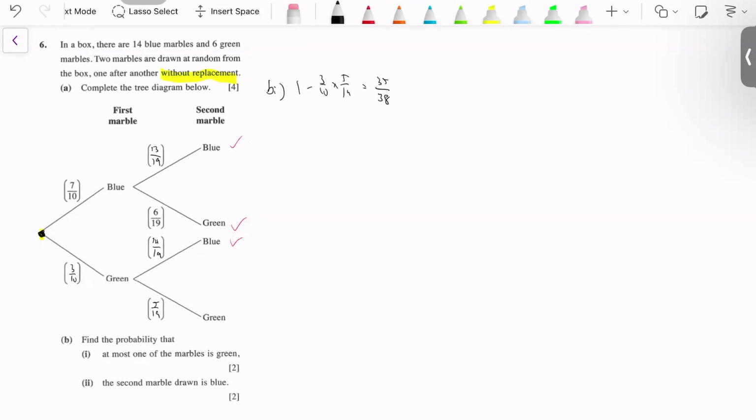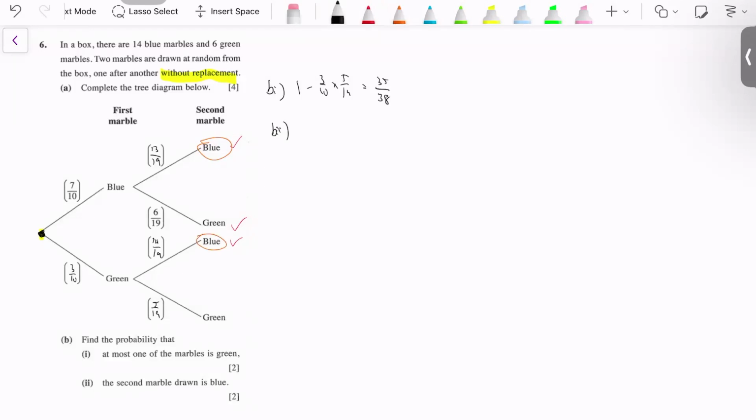Okay. So B part 2. They say find the probability that the second marble drawn is blue. So in this case, we don't care what marble you get on the first round. We only care about the second marble being blue. So there are only two possibilities: first round get blue, second round get blue, or first round get green, second round get blue.